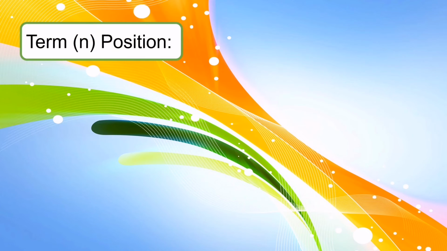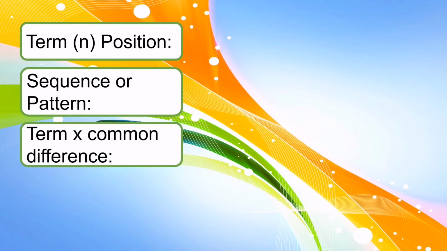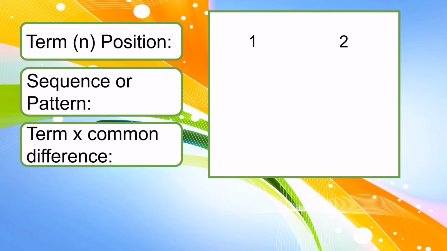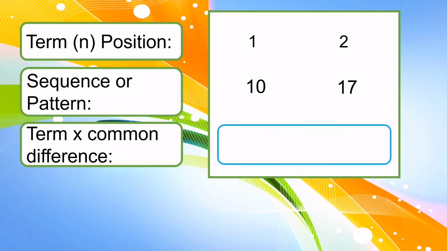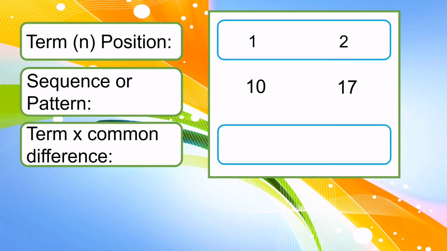So to get the rule, we will just follow again this format. So this means first term and second term. Our first term is 10 and our second term is 17. So to get the data here, just multiply this to the common difference, which is 7. So 1 times 7 is equal to 7 and 2 times 7 is equal to 14.